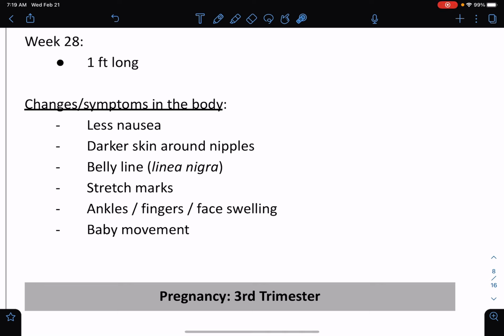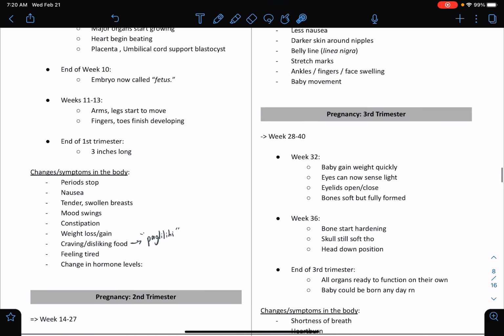And for the symptoms, there's less nausea. There's darker skin around the nipple. This is in the breast area. There is belly line, linea nigra, or that's natural because the fetus is growing, so does the skin encompassing the womb. So stretch marks we have, yes, that comes with belly line, ankles or fingers or face swelling, and there's baby movement, baby bumps from time to time.